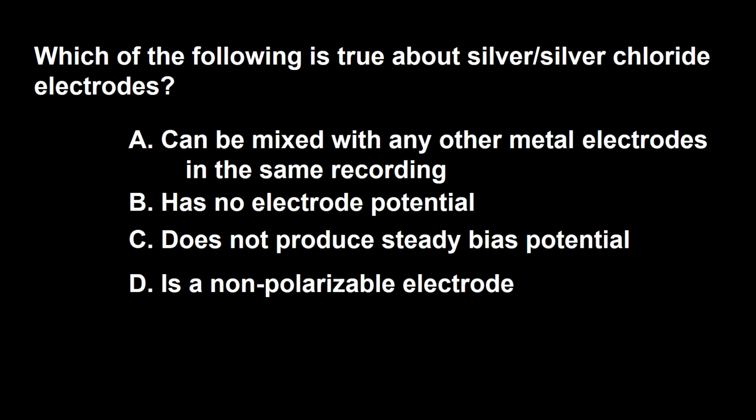The next question is, which of the following is true about silver chloride electrodes? A. Can be mixed with any other metal electrodes in the same recording. B. Has no electrode potential. C. Do not produce a steady bias potential. D. Is a non-polarizable electrode.